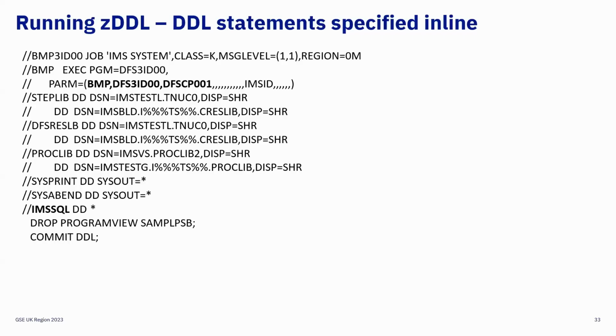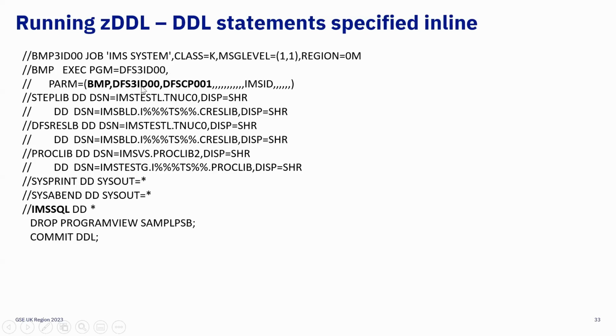So let me go through this. How do you run this utility? You submit JCL, very straightforward JCL. You'll see on the exec statement, the program that we are executing is DFS3ID00, right? IMS DDL utility, DFS3ID00. That's the name of the program that we're executing. You're running it as a BMP job.